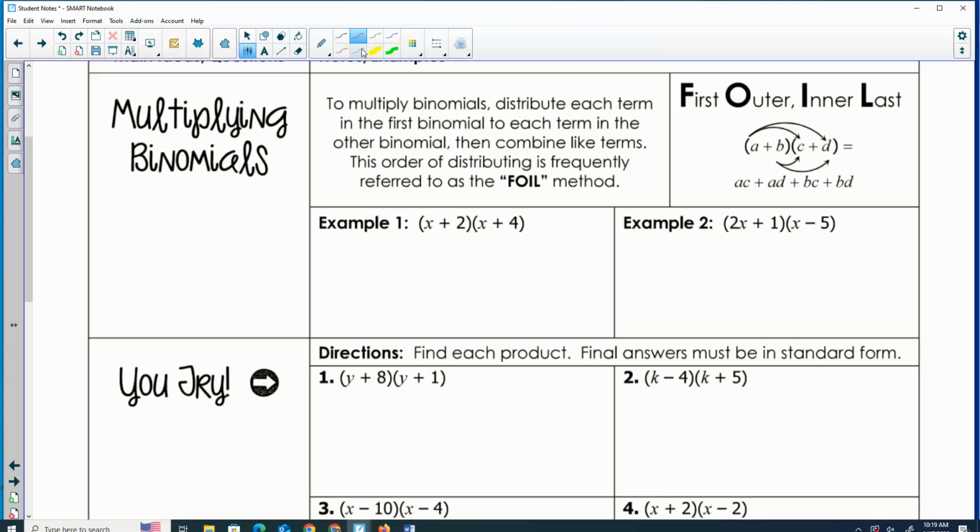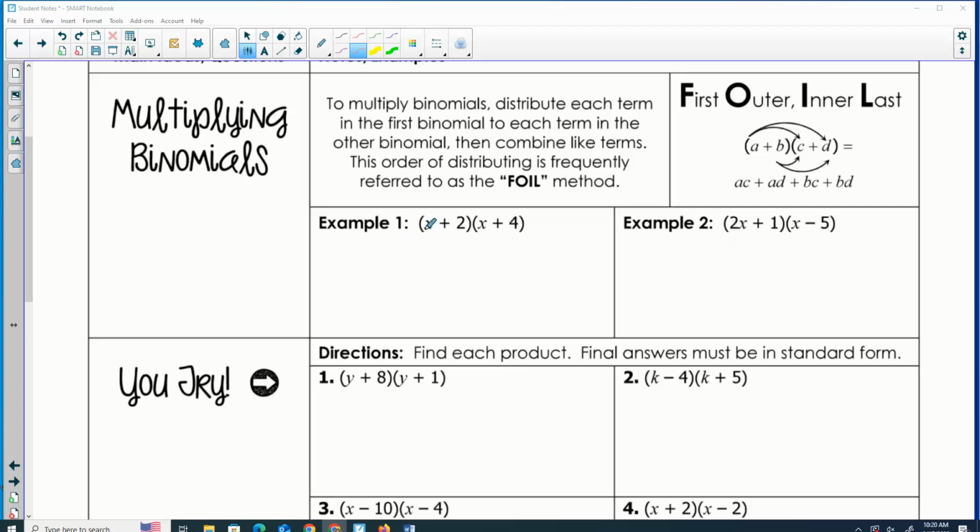So if I am asked to do a multiplication problem like this, it's different because I don't just have a single thing outside the parenthesis that I need to distribute. I have two parentheses I am trying to multiply together. So we have to work through this. What we are going to do is distribute everything in the first to everything in the second.